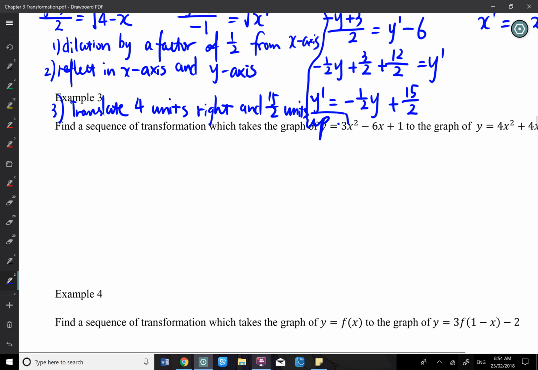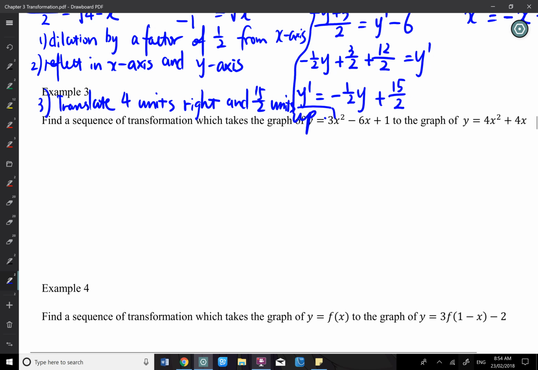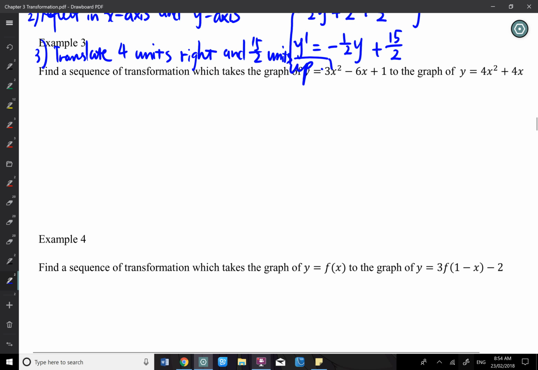Okay, 2 more questions to go. Have a look at example 3. Let me know what difficulty you feel. Why can't you start straight away? What's the problem?